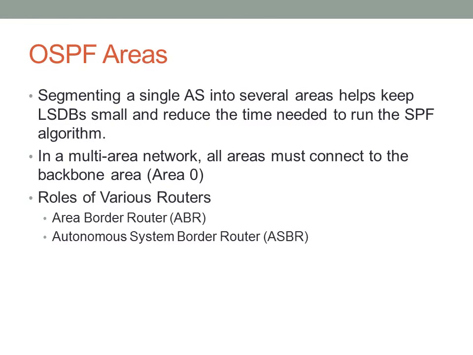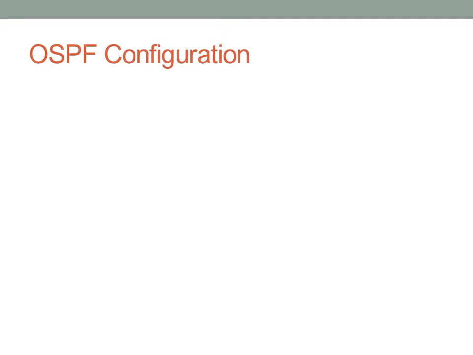And there are different routers that take different roles when you have a multi-area network. You have what's called an area border router, and this router is basically just an OSPF router that's been configured for 2 areas. You also have what's called an autonomous system border router. This is something you would have at the very edge of your network that would connect to another autonomous system using Border Gateway Protocol.